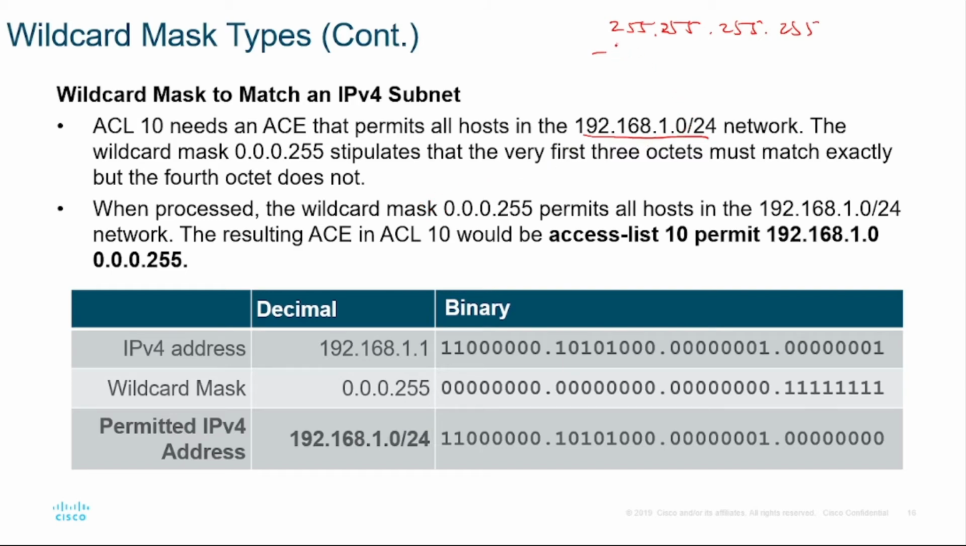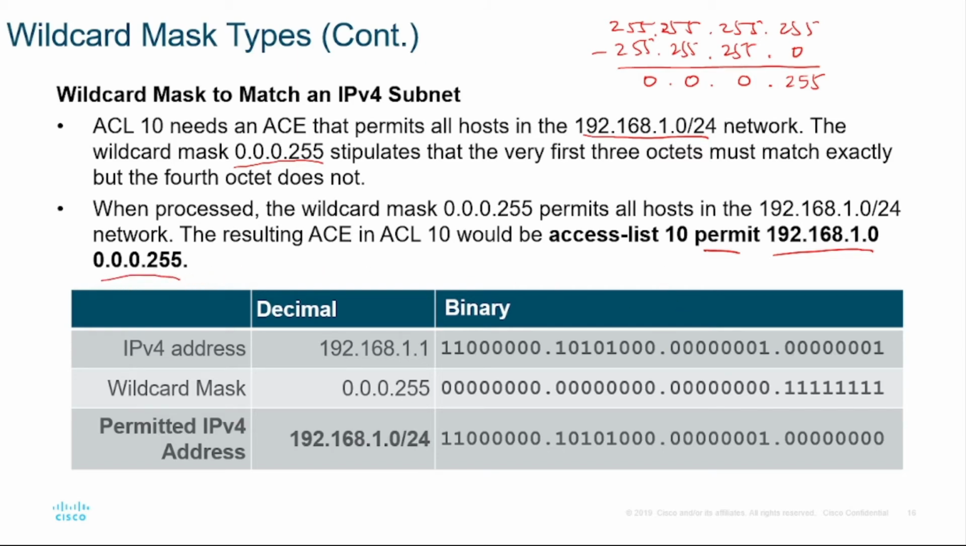Is last 24 is 255.255.255.0. So the result will be your wildcard mask, which is equivalent to that 0.0.0.255. 255 minus 0 is 255. That is why the wildcard mask is this one, to permit a particular subnet. So therefore, if you want to permit this subnet, this is the command. Access list 10, permit. This is the subnet. And this is the wildcard mask.